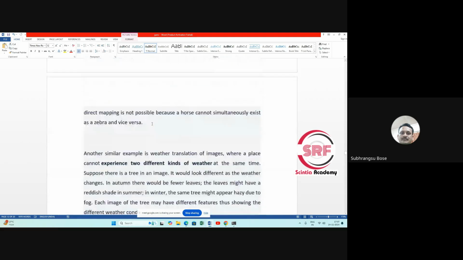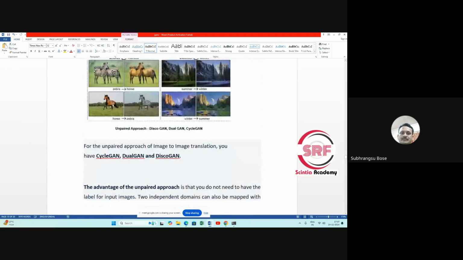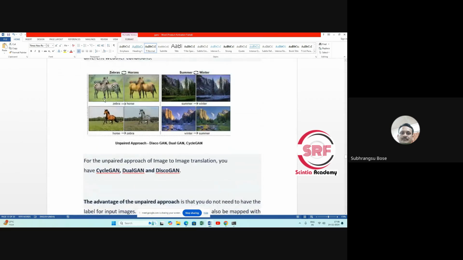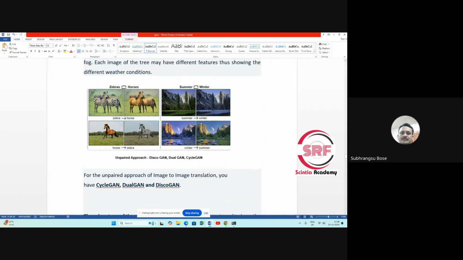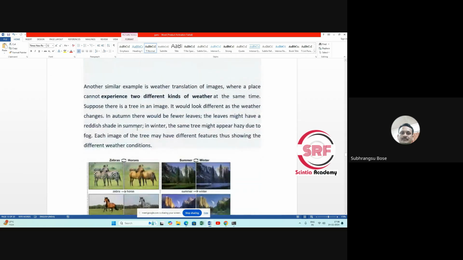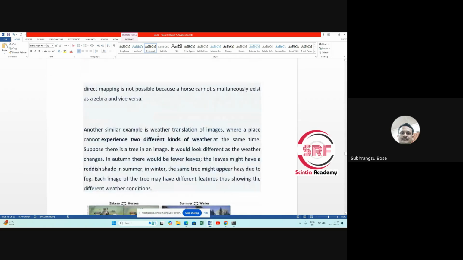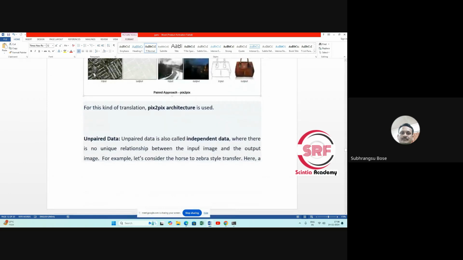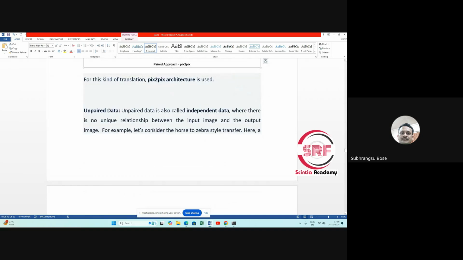Unpaired data, very important. Horse to zebra, unpaired. Zebra to horse, summer to winter. We get a winter picture and we convert to a summer picture. We get a horse picture, we convert to a zebra picture. This is the unpaired data. Unpaired data is also called independent data, where there is no unique relationship between input image and output image.